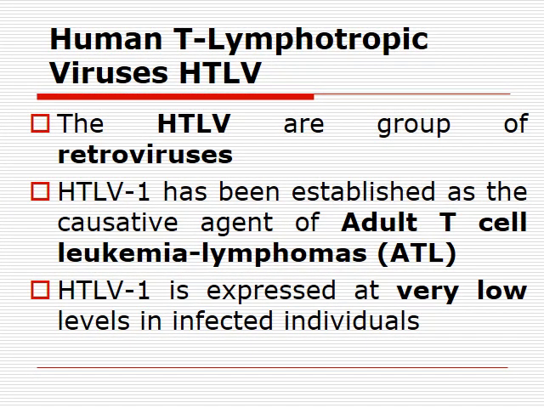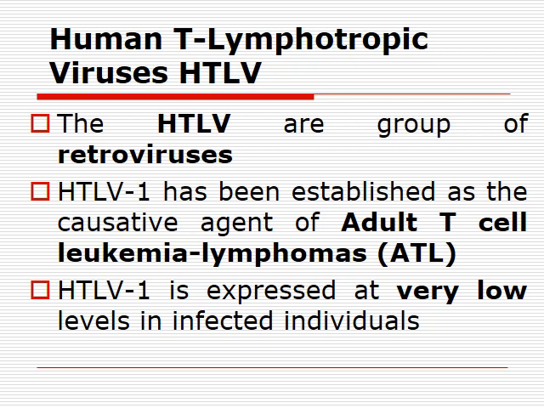HTLV is a group of retroviruses, 1 and 2. HTLV-1 has been established as a causative agent in adult T-cell leukemia and lymphoma. HTLV-1 is well established as the causative agent of adult T-cell leukemia lymphoma, ATL.